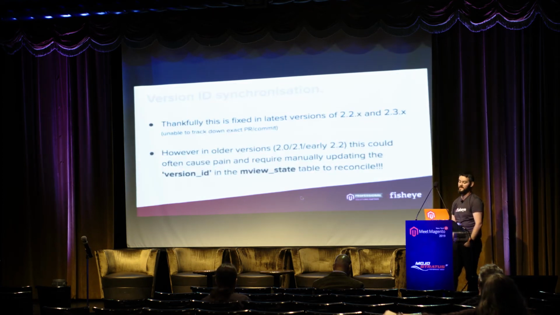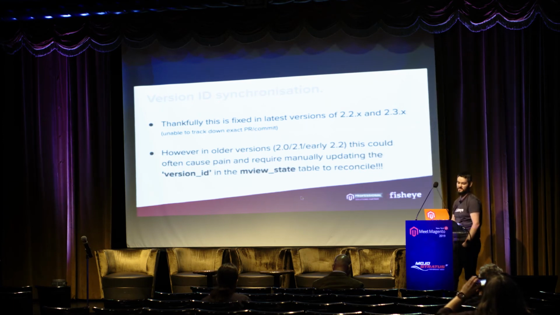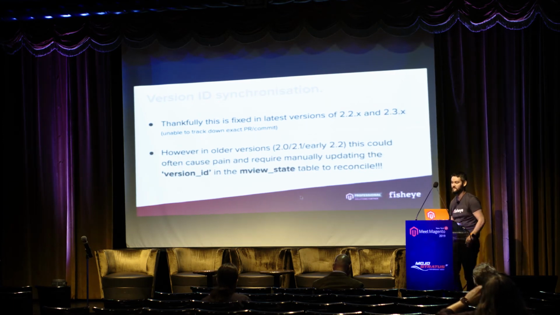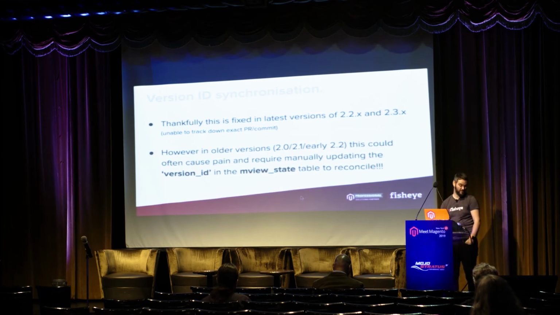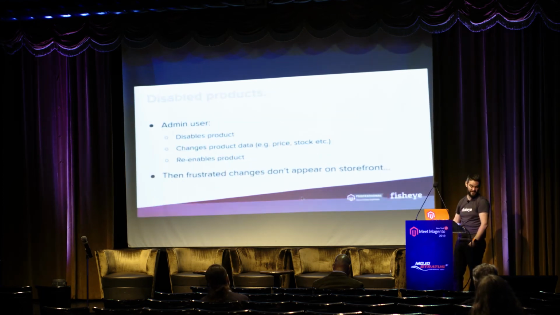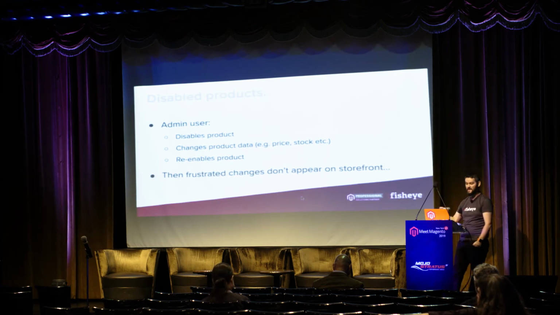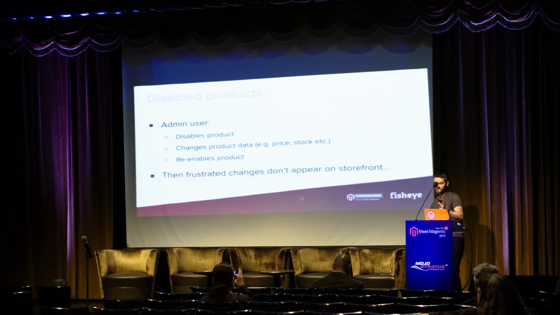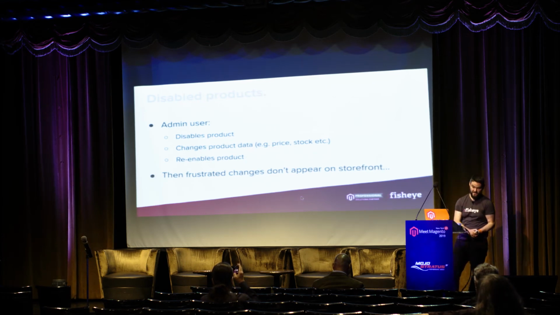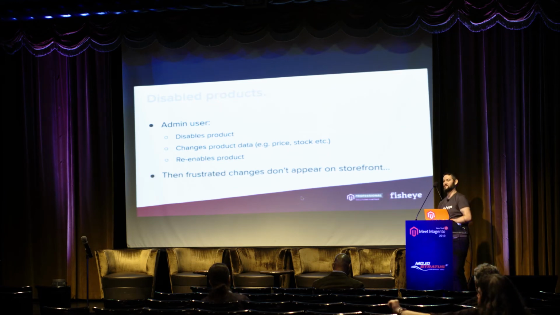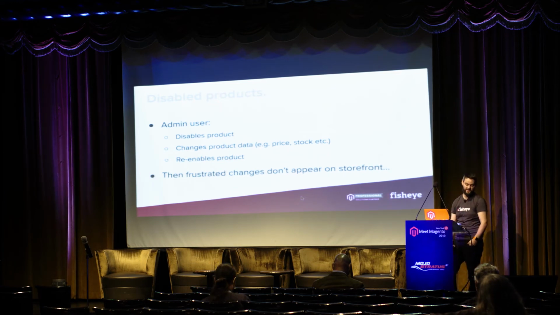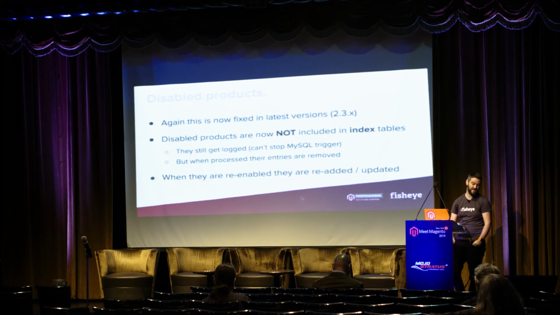Thankfully that's now fixed. Anytime this process runs, Magento will actually reconcile these now, so you do not have that issue. Earlier versions could be an issue. The other one I've seen, and again, now fixed: if an admin user went into a product and disabled it and then made changes to it, so they might have changed stock, price, whatever else, and then saved it again and re-enabled it, some of those changes didn't come through at all until you did a manual reindex, or you had to change it again and get it logged again. Not much fun. But again, this is now fixed.